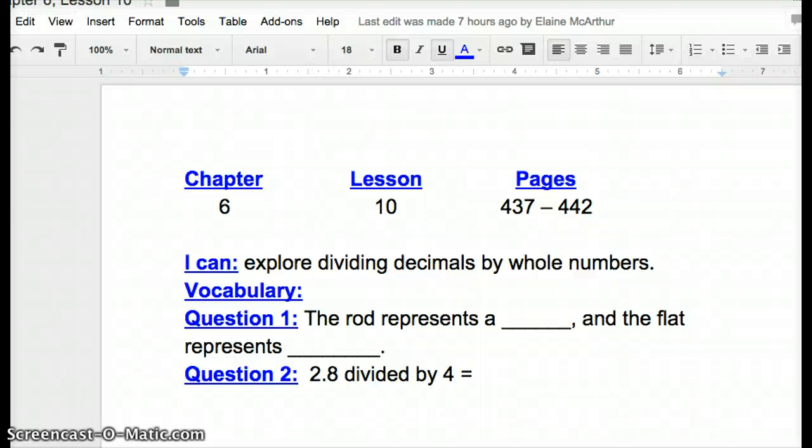All right, today's lesson is Chapter 6, Lesson 10, on pages 437 through 442. Our objective is I can explore dividing decimals by whole numbers. Question 1, the rod represents a blank, and the flat represents blank. Question 2, 2 and 8/10 divided by 4 equals blank.